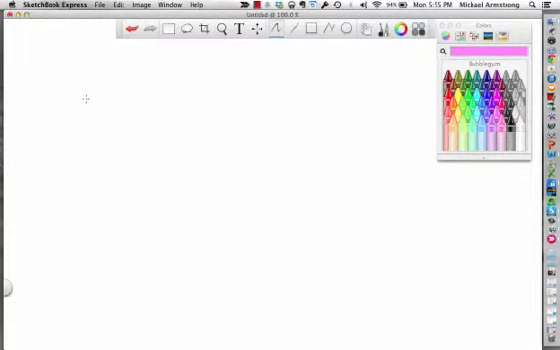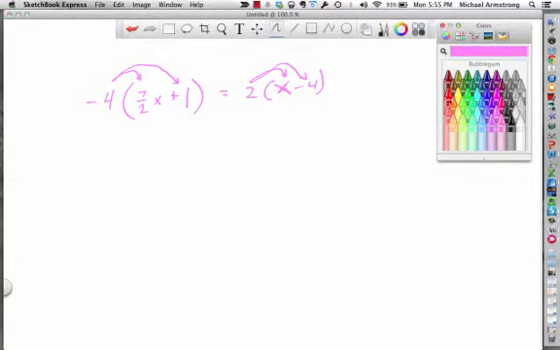We did that in 10.1 as well. This is a little more complicated because we have fractions involved. -4 times (7/2 x plus 1) is equal to 2 times (x minus 4). That doesn't look very good. It's supposed to be an x. Okay, now the distributive property, hopefully you remember, is where I multiply this and this. The -4 times each of these, and the 2 is going to be multiplied times each of these. So we'll do that really quickly.